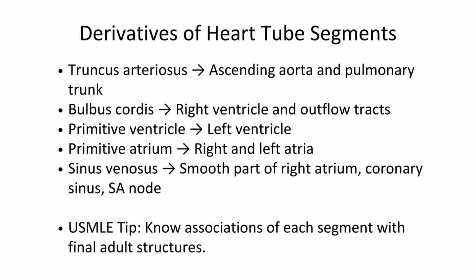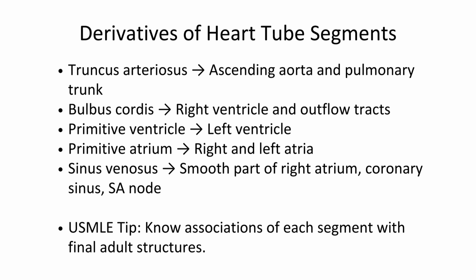The bulbus cordis develops into the right ventricle, as well as the smooth outflow tracts for both the left and right ventricles. The primitive ventricle gives rise to the muscular portion of the left ventricle, the powerhouse chamber. The primitive atrium becomes the muscular parts of both atria and contributes to the trabeculated appearance we see inside. The sinus venosus, especially its right horn, forms the smooth part of the right atrium, including the coronary sinus, sinoatrial node, and part of the inferior vena cava region.